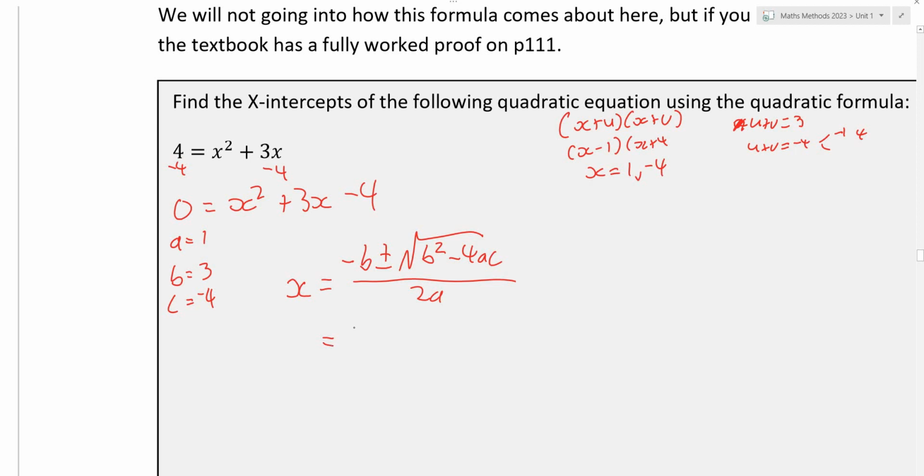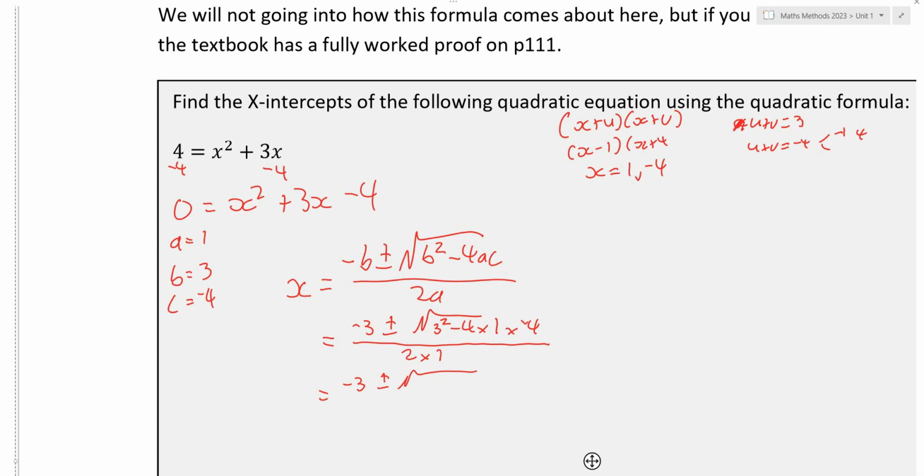b is 3, so negative b is negative 3. Plus or minus the square root of b squared, 3 squared, minus 4 times a, which is 1, times c, which is... sorry, c is negative 4. All over 2 times a, which is 1. It's both. Remember, because you can have up to 2 answers, so you've got to do it twice. Once when you plus, once when you take. Negative 3, can't do anything to that yet. Plus or minus, square root of. What's 3 squared? 9.